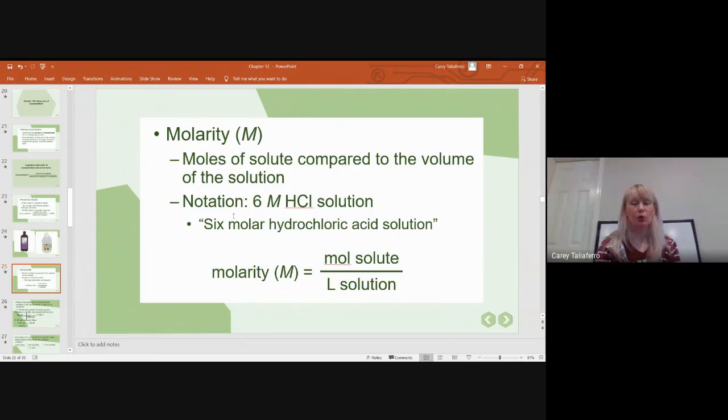Now, the reason you don't use molarity in everyday grocery store shopping is that most people don't deal with the idea of moles. But in chemistry, we do. We talk about moles. And so that's why we can use molarity.